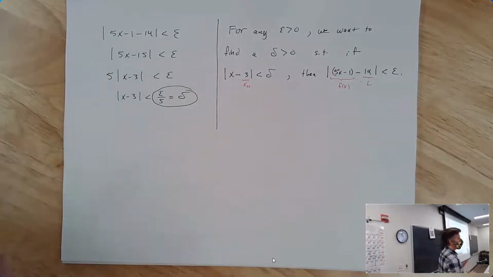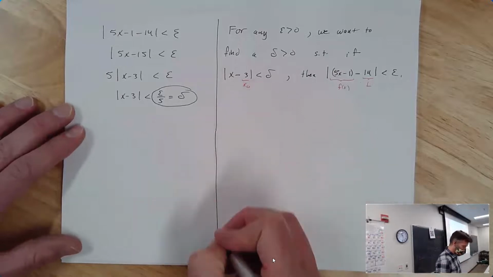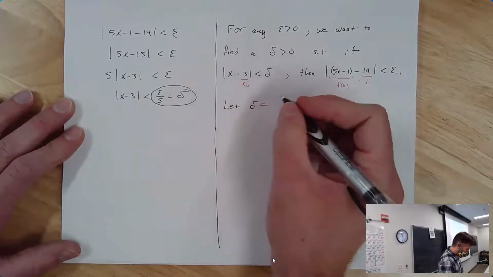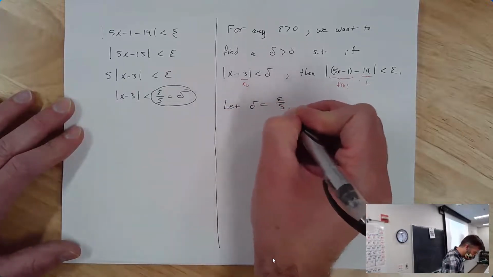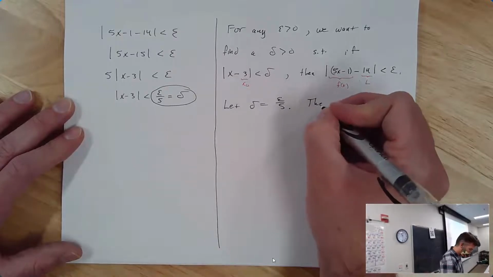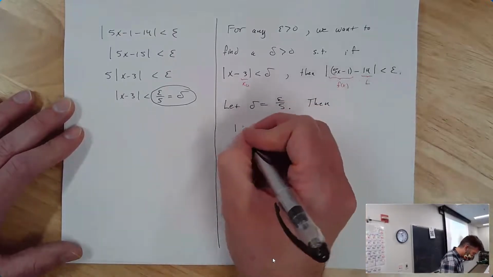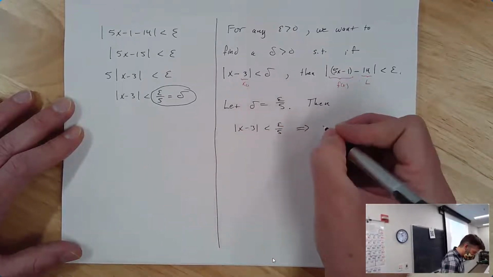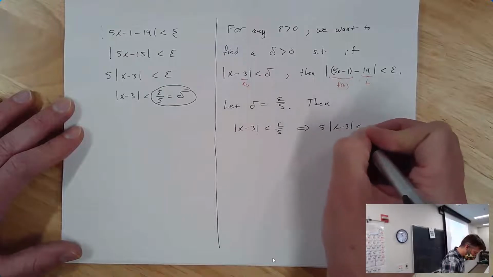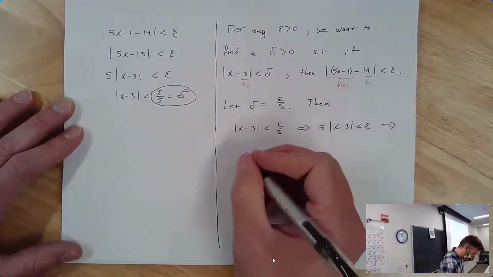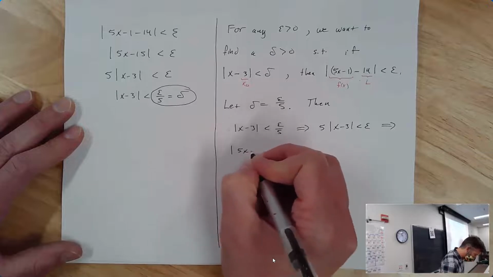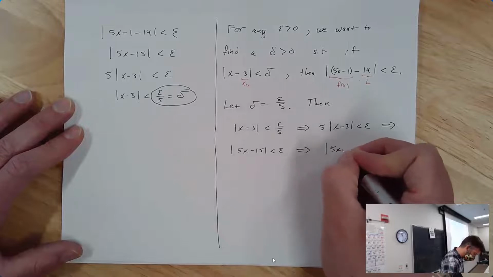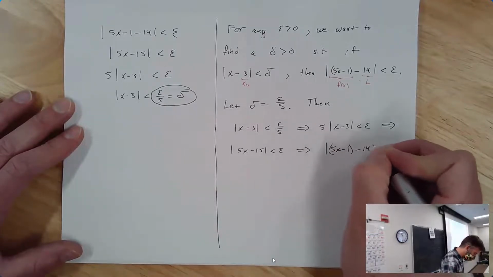I'm going to write a little bit more this time to show all the writing you could do. Let delta equal the thing we found delta to be, epsilon over 5. Then we can see that the absolute value of x minus 3 less than epsilon over 5 means that 5 times the absolute value of x minus 3 is less than epsilon, means that the absolute value of 5x minus 15 is less than epsilon, means that the absolute value of 5x minus 1 minus 14 is less than epsilon.